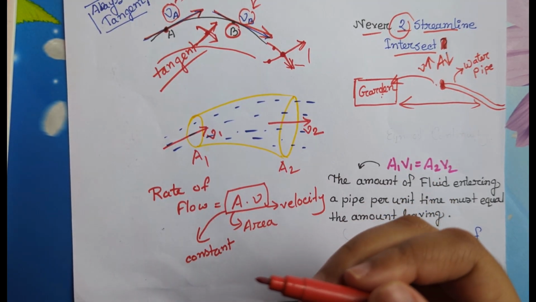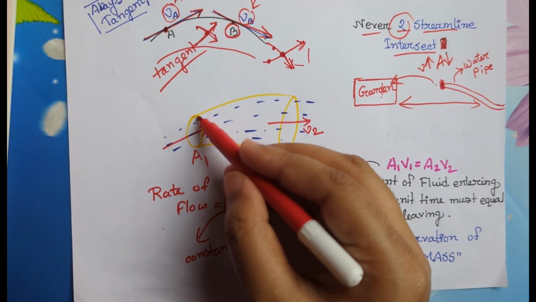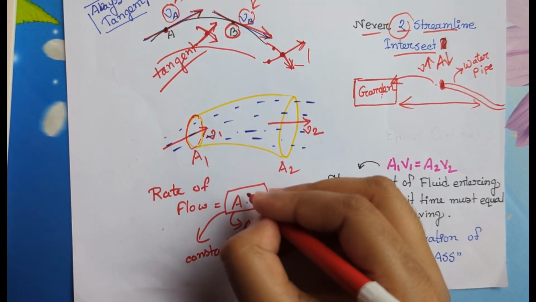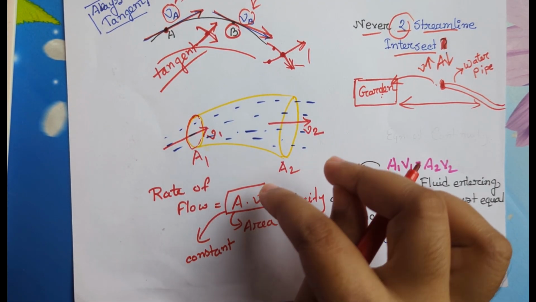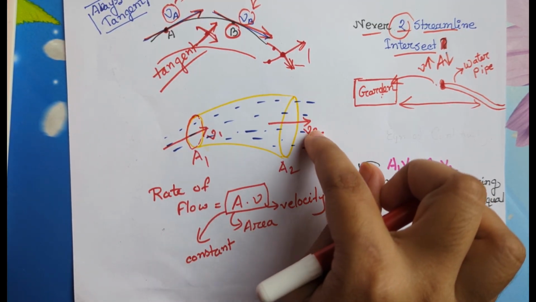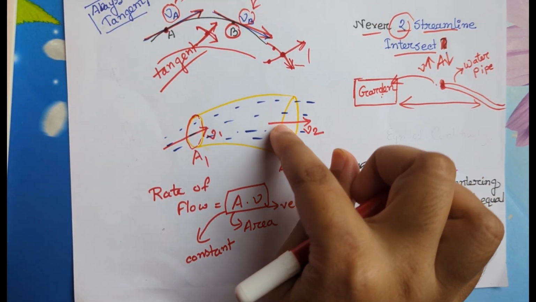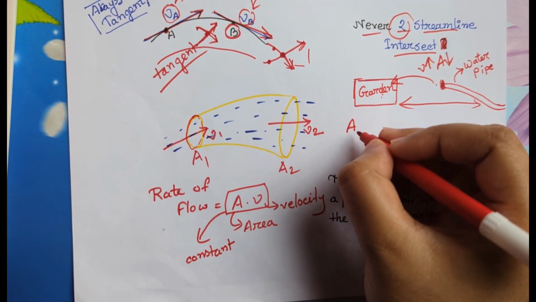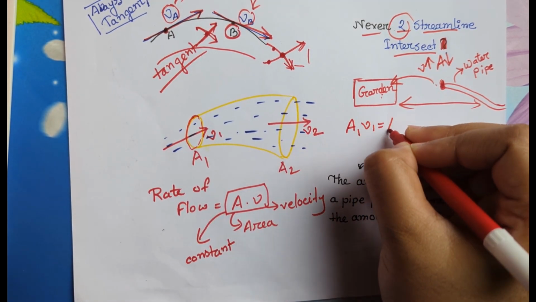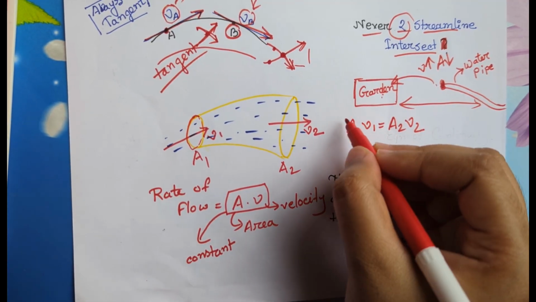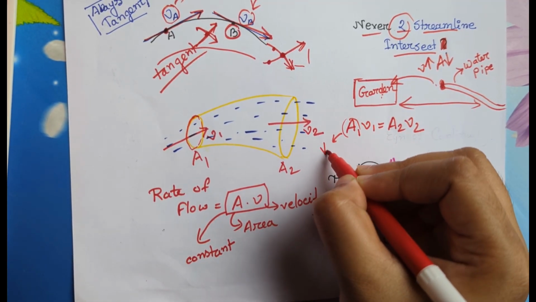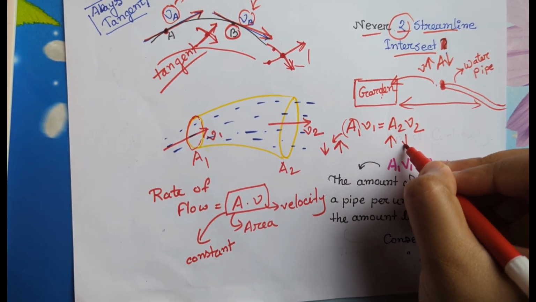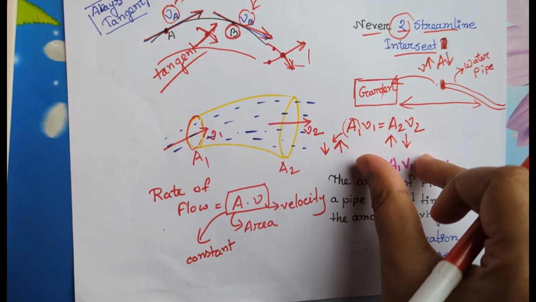Why constant? If you think about it visually, here the area is small and velocity is high, so the multiplication A1 V1 will equal A2 V2, because here the area is big but velocity is small. So we can write A1 V1 equals A2 V2. If A1 decreases then V1 increases, and if A2 increases then V2 decreases. This is how they remain constant.